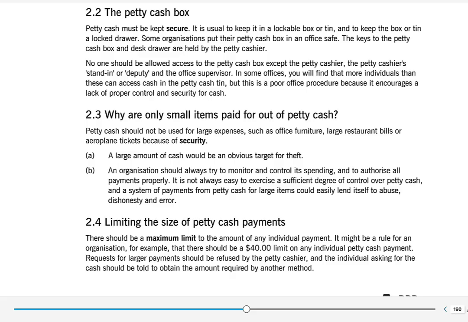Great work, students. Now that we understand the petty cash box, we are ready to move forward to the next part.